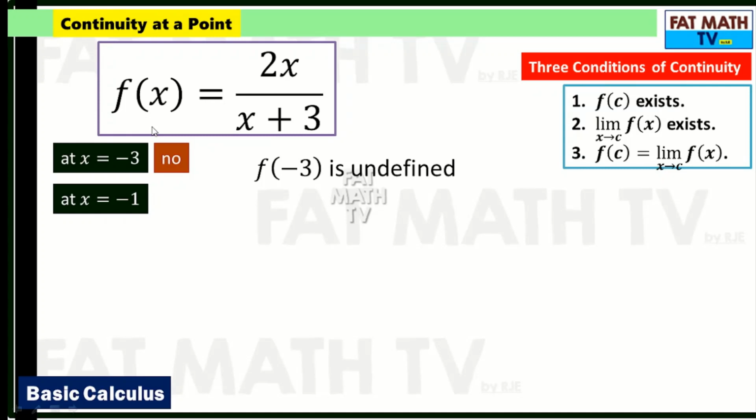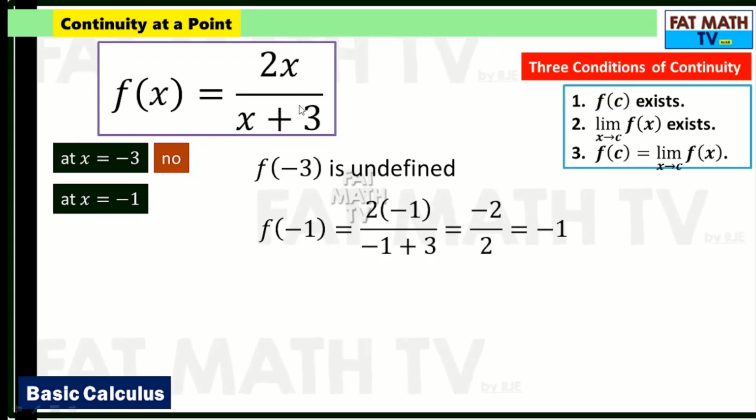So if x is negative 1, we will have f of c, that's f of negative 1, 2 times negative 1 over negative 1 plus 3. So 2 times negative 1, that's negative 2. Negative 1 plus 3, that's 2. Negative 2 over 2, it's negative 1. So f of c exists.